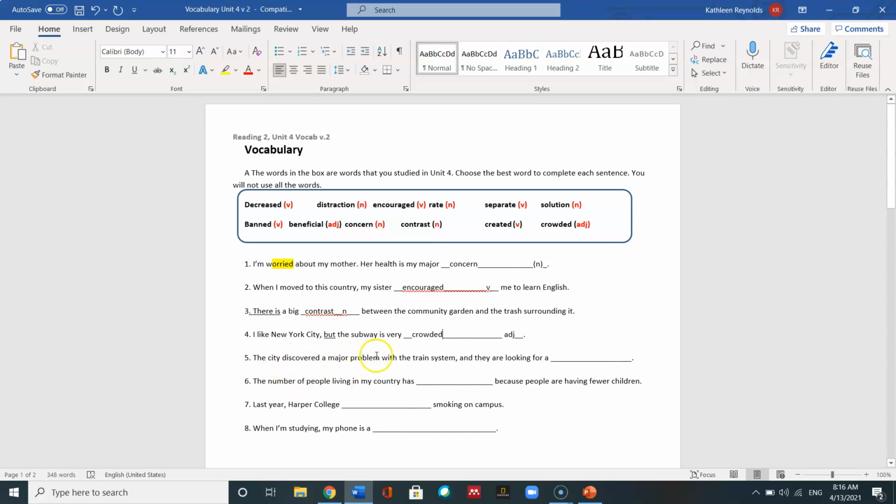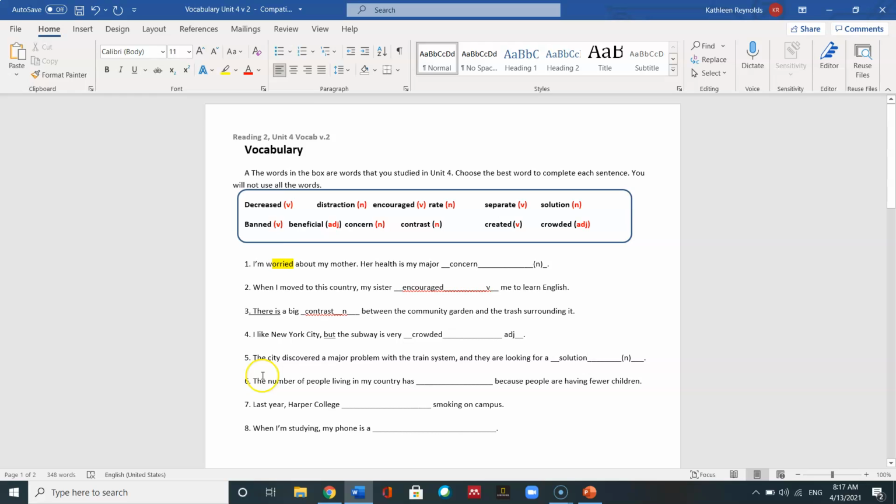Number 5, the city discovered a major problem with the train station, and they are looking for a something. So after "a," we need a noun. There's no other choice. We must have a noun. So here there's a problem, and they are looking for what? They're looking for a distraction? They're looking for a rate? They're looking for a solution? And we already used the other ones. So hopefully you can see they're looking for a solution. Remember, whenever there's a problem, we look for a solution.